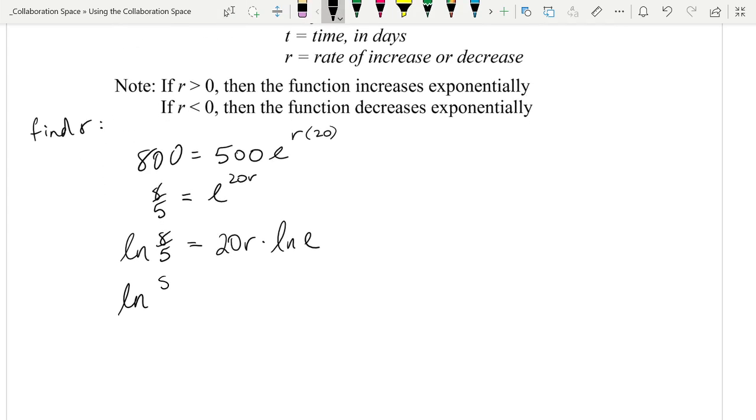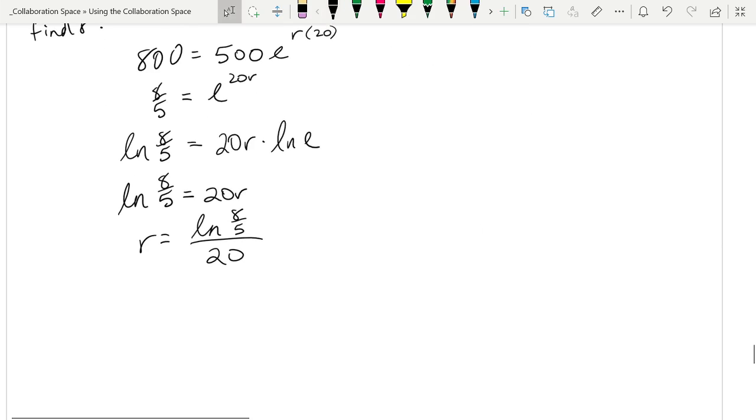So my natural log of 8/5 is equal to 20 times r times 1. I don't have to write times 1. And then to solve for r, I'm just going to find the natural log of 8/5 divided by 20. And that will give me the answer. Punch buttons, you should get a rate of 0.0235. Now, when I use that rate, I'm going to leave it like this, but for a final answer, I can say, of course, that that is 2.35%.